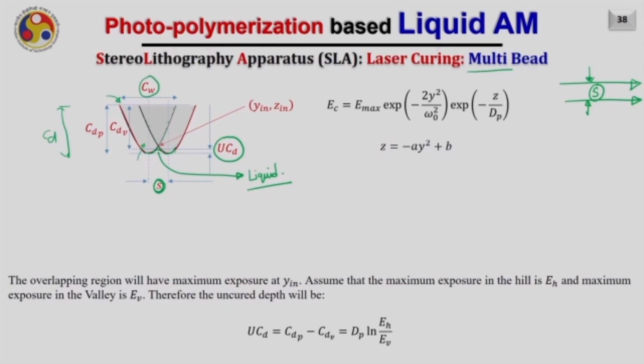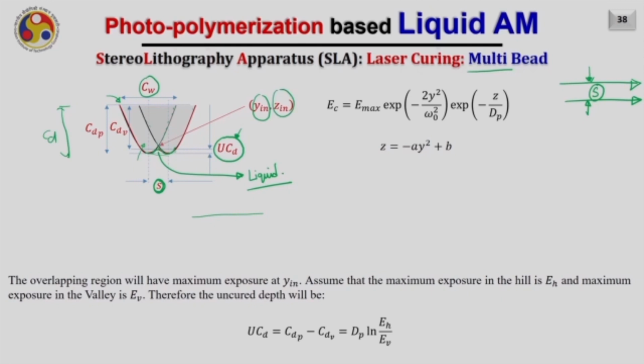So what should be our objective? Our objective is to keep this uncured depth as minimum as possible, so that your entire layer will be almost flat at the bottom when scanned. So basically the overlapping region will have maximum exposure at Y in and Z in, meaning where the two lines are getting intersected.